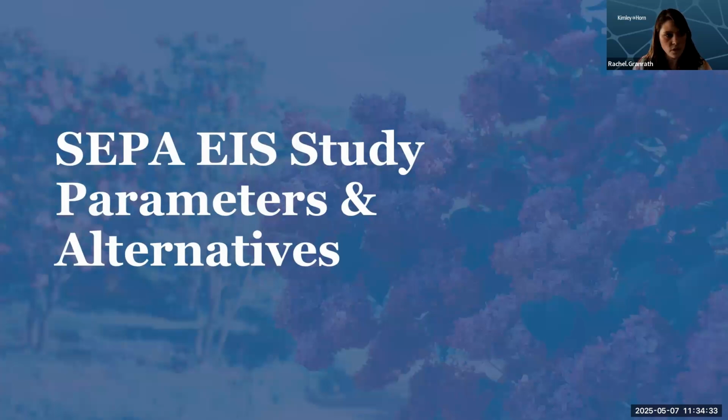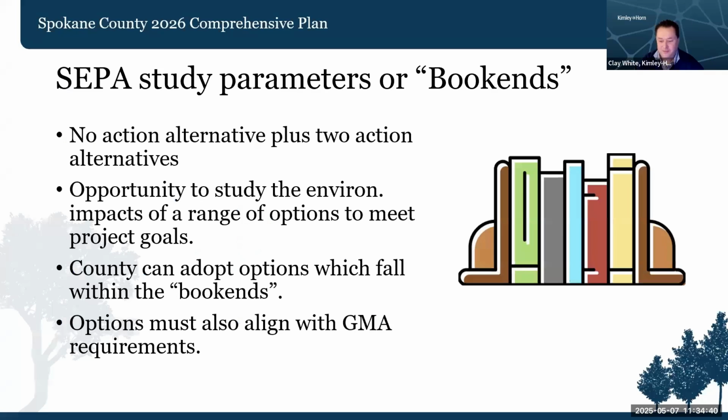So with that, I'm going to turn it over to Clay, and he's going to talk a bit about our study parameters and alternatives. Great, thank you, Rachel. So the comprehensive plan update is such an important process for the county. It's your foundation, it's your roadmap for the next 20 years of growth, and engaging the community is so important in that, and the SEPA EIS plays an important role. So let's talk about this a little bit.